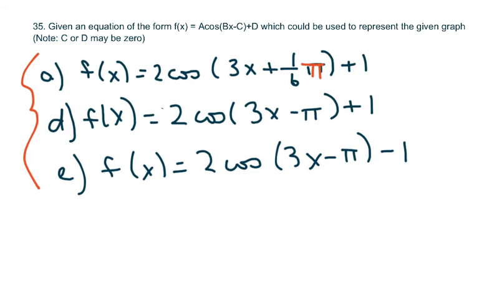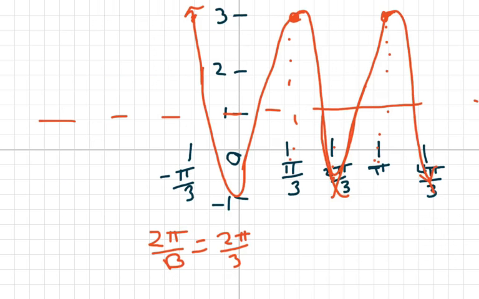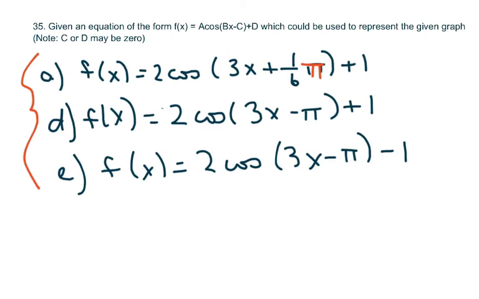I took out some because I'm looking at the graph here, and I'm sorry about the drawing, but basically my graph is going in between negative 1 and 3. That means my amplitude is 2, because we're going up 2 here, and we're going down 2. So I took all the choices off where the amplitude was not 2.